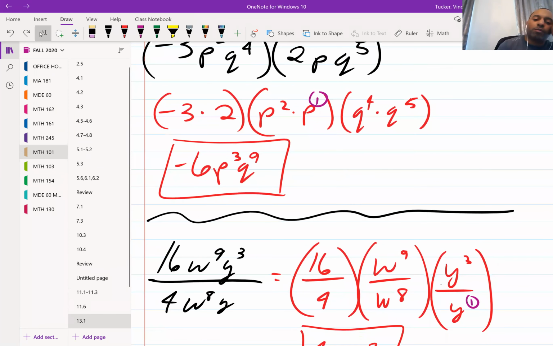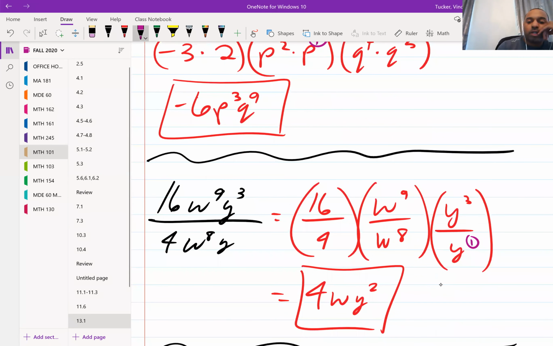All right, similar situation with the next one, 16 w to the 9th y to the 3rd over 4 w to the 8th y. So we break it up into our three pieces, 16 over 4, w to the 9th over w to the 8th, y to the 3rd over y. And then 16 divided by 4 is 4. Subtract your exponents because we're dividing now. 9 minus 8 is 1. And 3 minus 1 is 2. So we have 4wy squared.